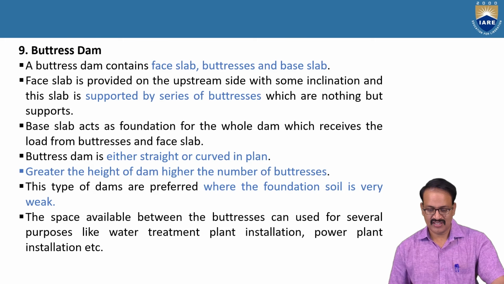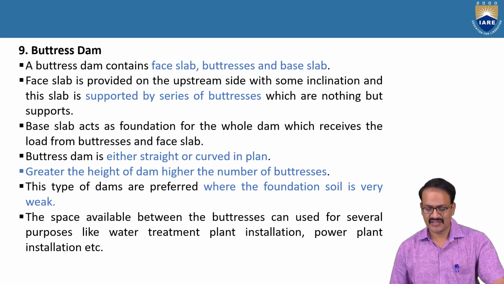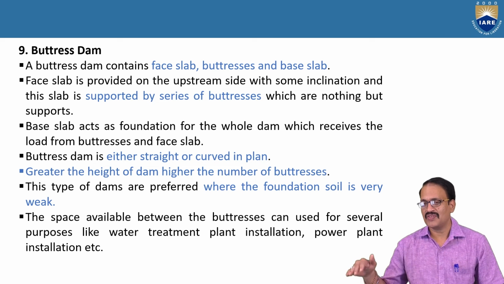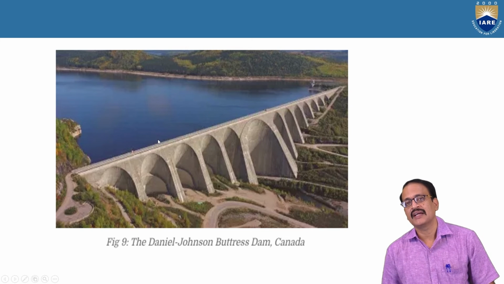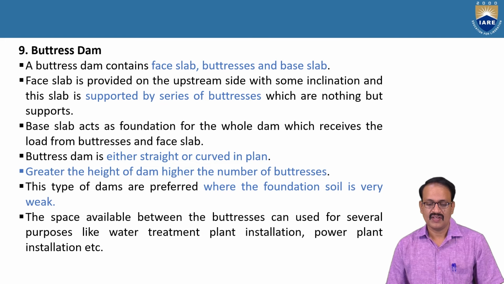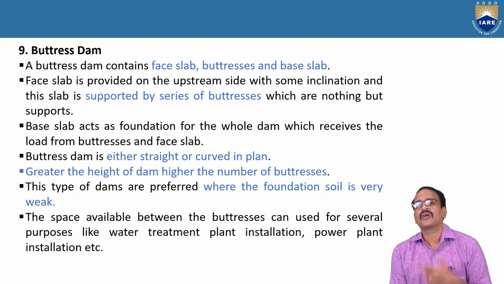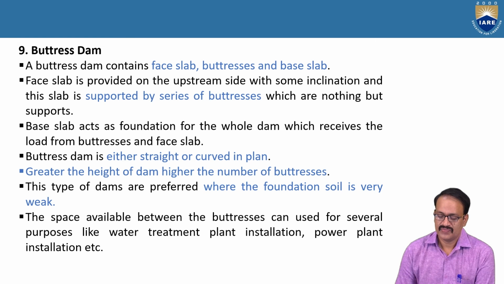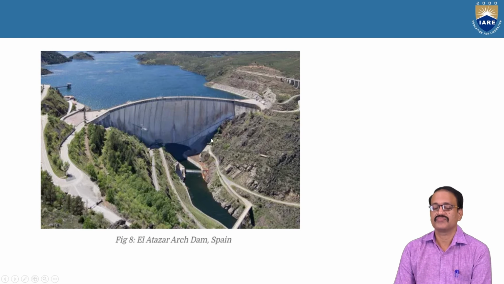The side where the water is stored we call the face slab, the other side we call the base slab, and the supporting structures we call the buttresses. The dam is supported by a series of buttresses. See how many buttresses there are: 1, 2, 3, like this. We call it a buttress dam. Generally it will be straight, but if you want, we can take a curved shape dam also. If needed, we can provide a buttress there also. If the width is wide, that will become a buttress dam.